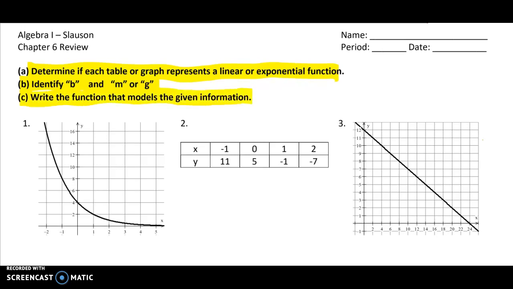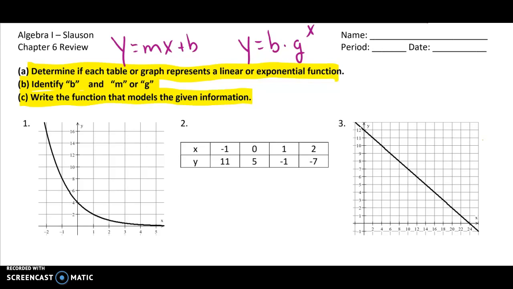So in your flip books, if you look in the top left-hand corner, unfortunately that's something I can't show with this feature, is the flip book. But in the top left, we have written linear, and then underneath that is exponential. So just a reminder, our equations that we're using for linear are y equals mx plus b, and for exponential it's y equals b times g to the x power.